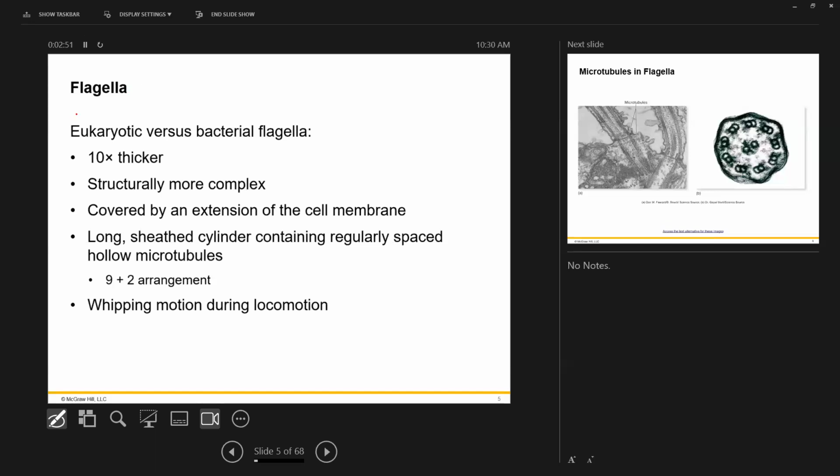Flagella for eukaryotes are quite different. They are thicker, like 10 times thicker. They are more complex. They actually have an extension of the cell membrane. In the bacteria, they had their little motor going through, and then the flagellum was attached to it, and it would rotate around like that. That's how it worked on the bacteria. Well, eukaryotic cells, when they have flagella, it doesn't work like that. Theirs is quite a bit more complicated.